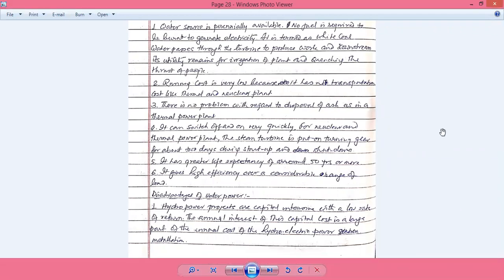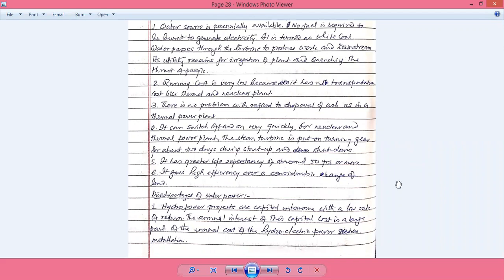Hydroelectric projects are capital intensive with a low rate of return. The annual interest on the capital cost is very large. Part of the initial cost of the hydroelectric power is installation. But the main problem is the installation. A hydroelectric power plant cannot be installed on plain land. We have to install it in a hill area where you can get the stream or jet of a fall itself.